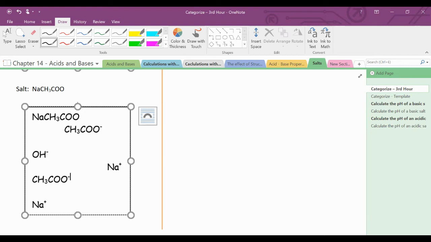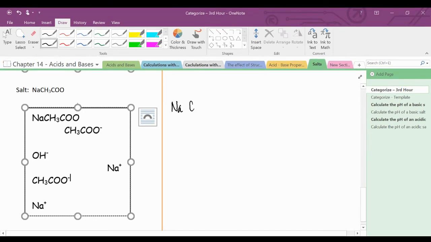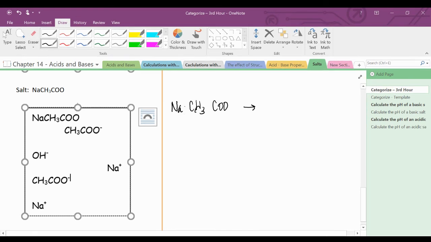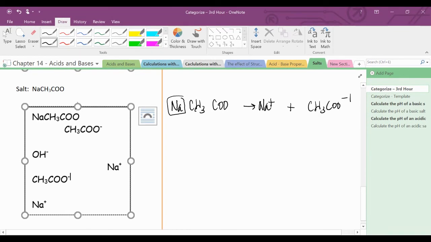Okay, let's look at my next example. So we have a salt. We're going to write its dissociation equation. Okay, so this sodium breaks off, and we're left with CH3COO negative. And the sodium is from a strong base, so it crosses out.